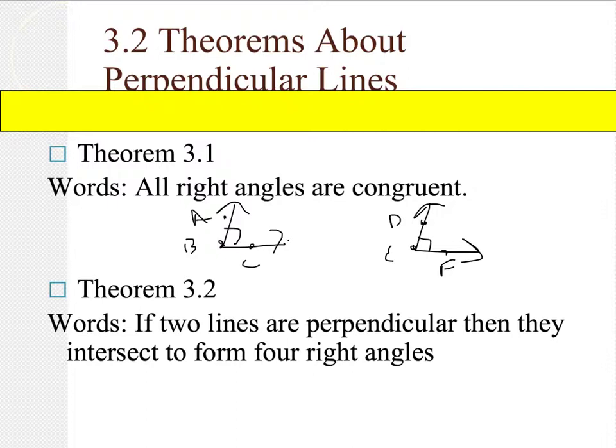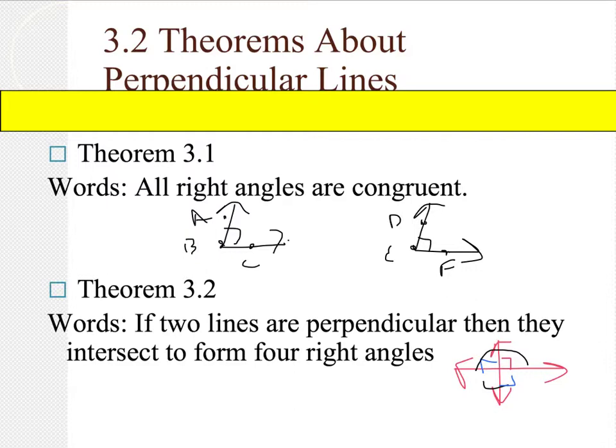All right, next one, theorem 3.2. If two lines are perpendicular, then they intersect to form 4 right angles. So if I give you two lines that go on and on and on forever, well, if I give you this right angle, that also means that this is a right angle, this is a right angle, and this is a right angle. Okay, because if you look at these top two, do you remember what type of a pair they are? I hope you're thinking linear pair. Linear pair, yeah, they are a linear pair.